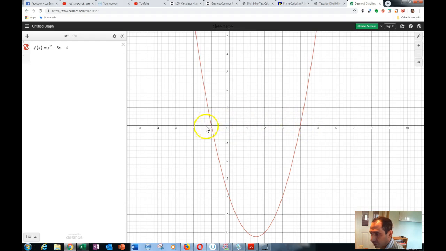So that's basically the graphical, or geometric, meaning of the zeros of a function: the zeros are the points where the graph of the polynomial goes through the x-axis. Now those two points for this polynomial are -1, 0 and 4, 0.